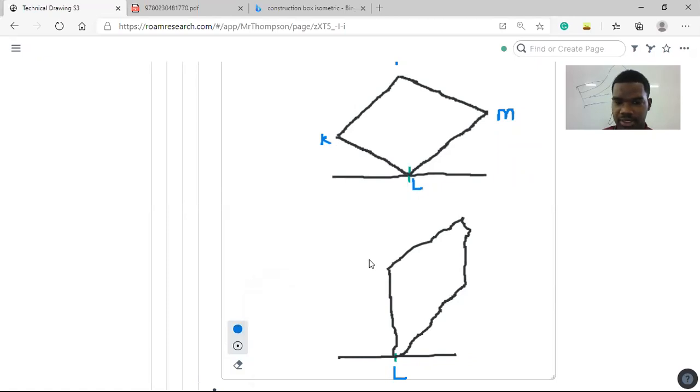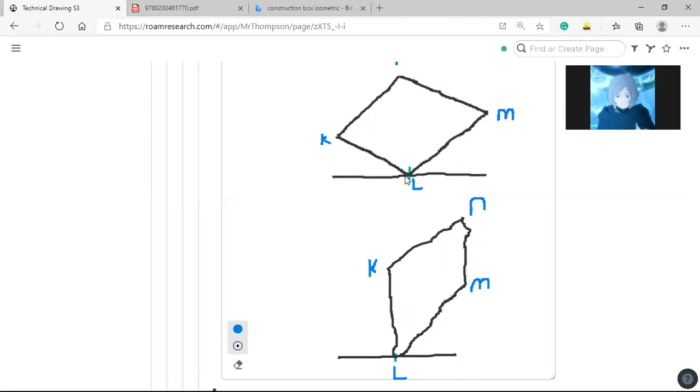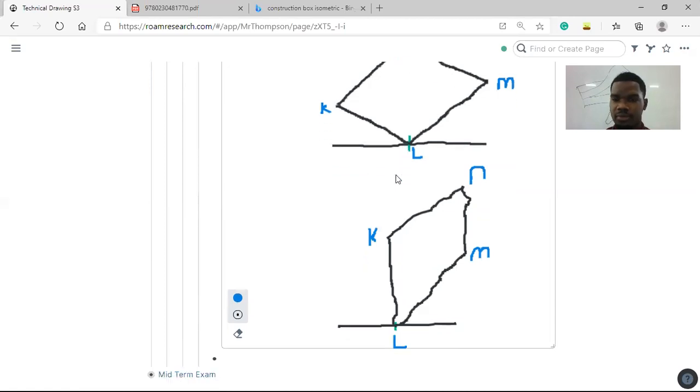K would actually be this point, right? M would be here, and N would be here. Let me show you why. Because remember, I told you that I'm turning the face frontward, right? So the pentagon is gonna be seen like how you would look at it normally in front of you.